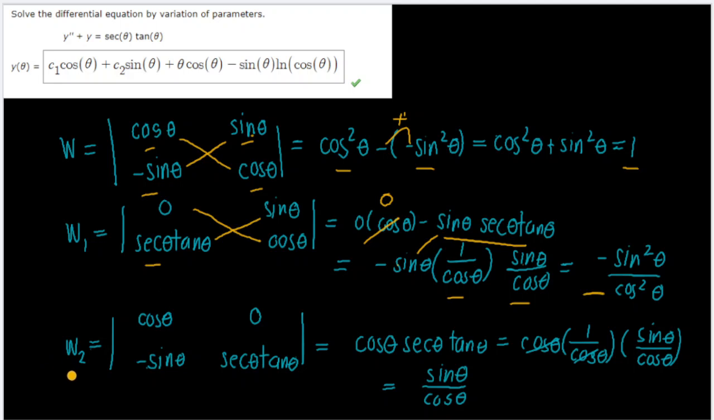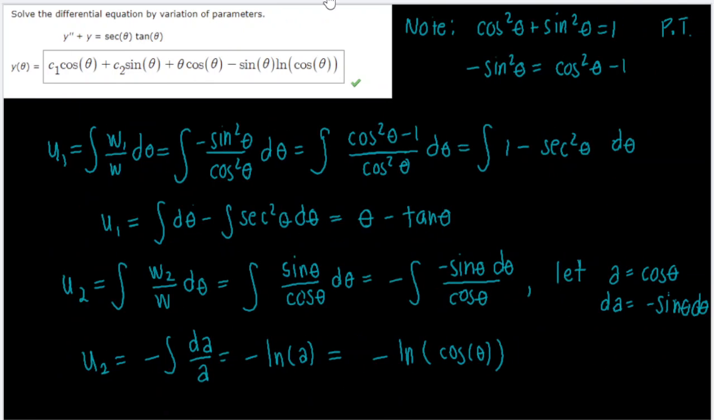Now let's find our W sub 2. We have cosine theta here, our y1, and the derivative y1 prime, negative sine theta. Changing the second column to 0 and f theta, we have the determinant of cosine theta times secant theta times tan theta, and we'll neglect this because this is just 0. Simplifying, since secant theta is just the reciprocal of cosine theta, we can cancel this out. Cosine theta over cosine theta is just 1, and we're left with sine theta over cosine theta for our value W sub 2.